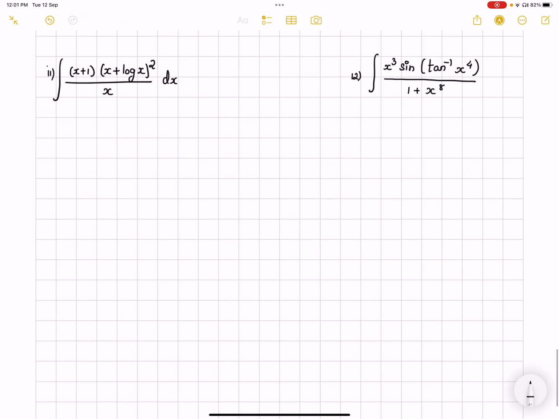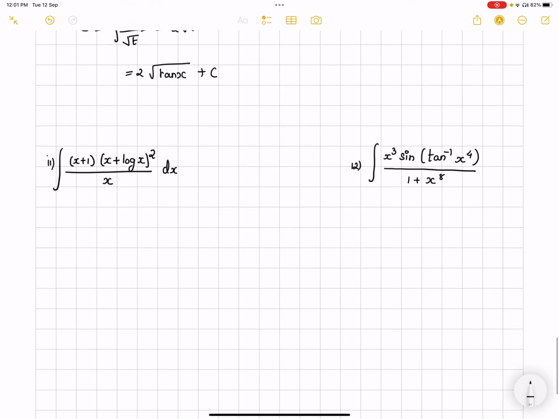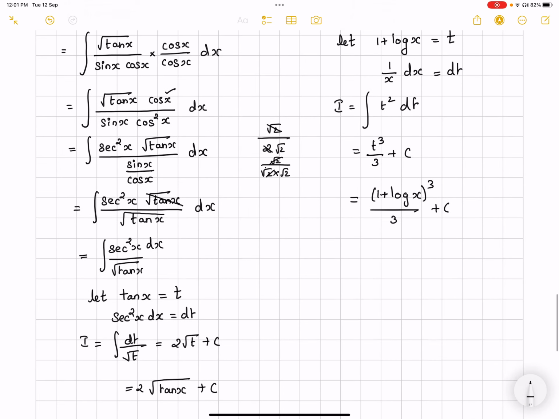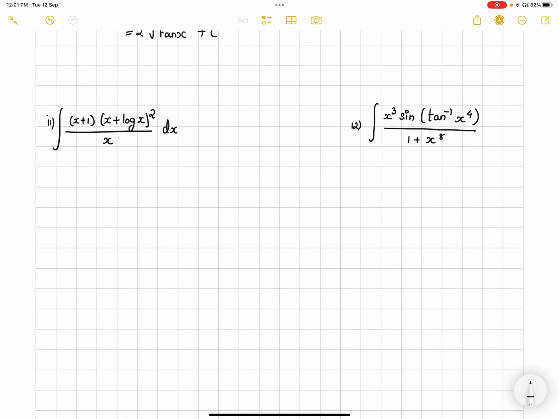Now we will go with one more. Let's see what we are going to do here. The same type of problem, a little bit complicated. So what has been done here is, see, they gave me x plus 1 extra here. We had 1 plus log x by x, but here we have x plus 1 into x plus log x the whole square by x. So something extra has been given for us. So how to do this problem?